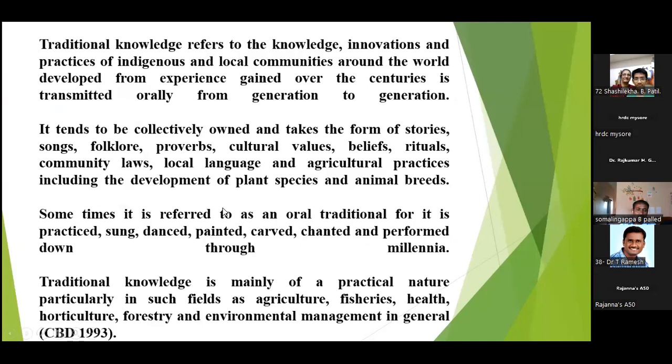Okay. So it tends to be collectively owned and takes the form of stories, songs, folklore, proverbs, cultural values, beliefs, rituals, community laws, language, then agricultural practices, including the development of plant species and animal breeds. Sometimes this traditional knowledge is referred to as an oral tradition, for it is practiced, sung, danced, painted, carved, chanted, and performed down through the millennia. Traditional knowledge is mainly of a practical nature, particularly in such fields as agriculture, fisheries, health, horticulture, forestry, and environmental management in general.